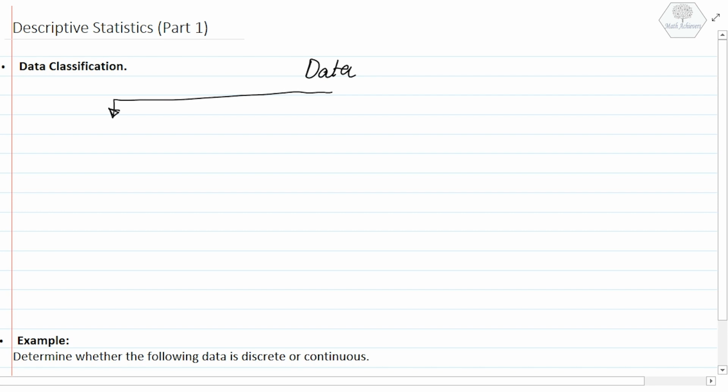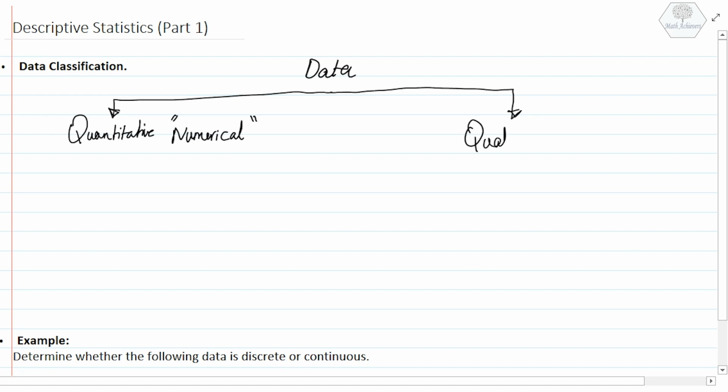The first type is quantitative measures, quantitative, or I call it numerical. And the second type of data is the qualitative measures, or I call it categorical data. Categorical data is the data that does not have numerical values.